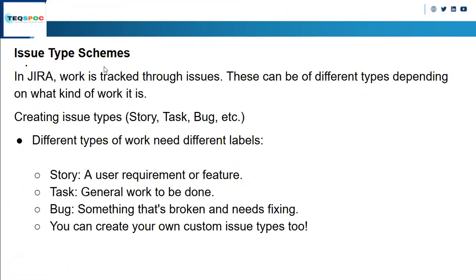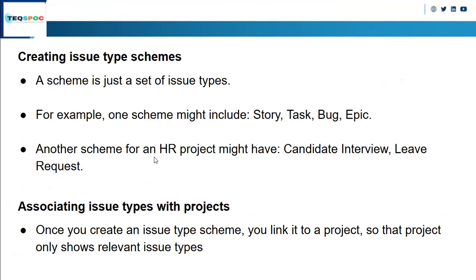So in today's class, we have different types of issues. That is the default issue types. We have seen the story, task, subtask, bug, and epic. Now in this class, we will see how to create a new issue type. Then after creating a new issue type, you have to add the respective new issue to an issue type scheme.